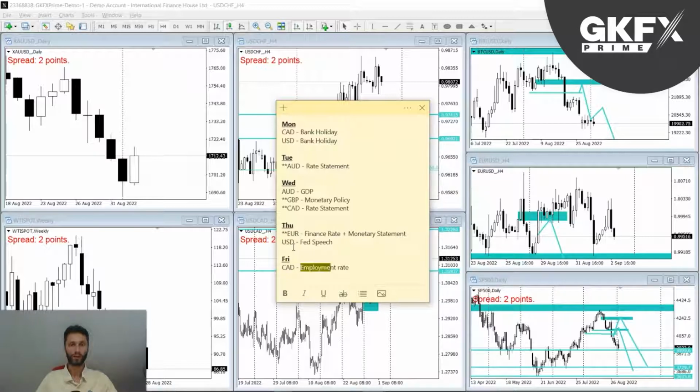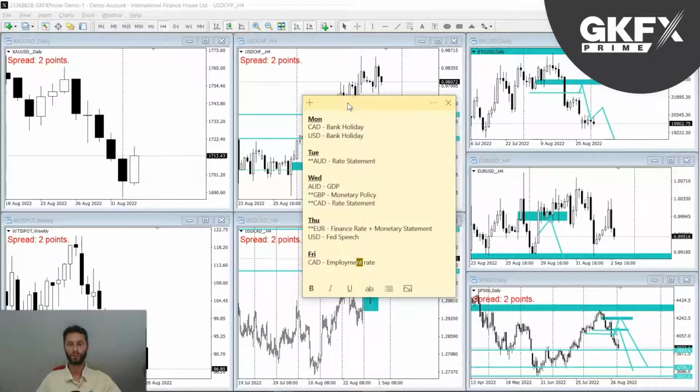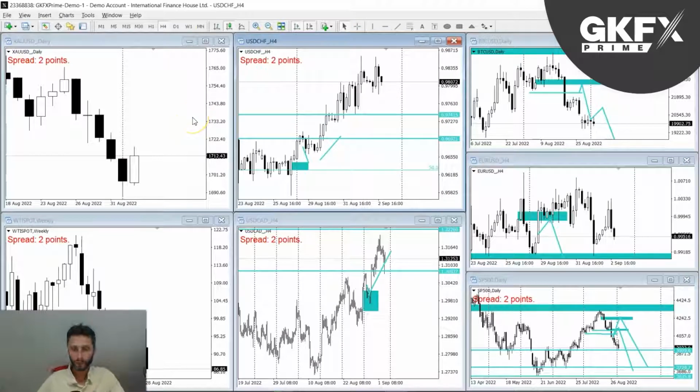And Friday, perhaps also big news for CAD, but less important in the context of the rate statement, and this whole week is employment rate. So keep those in mind for each day of the week, whichever day you're trading on. And let's have a look. Let's start to look through what we've got in the markets this week.